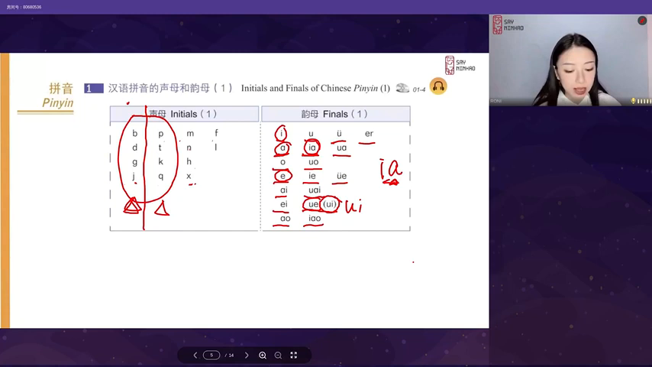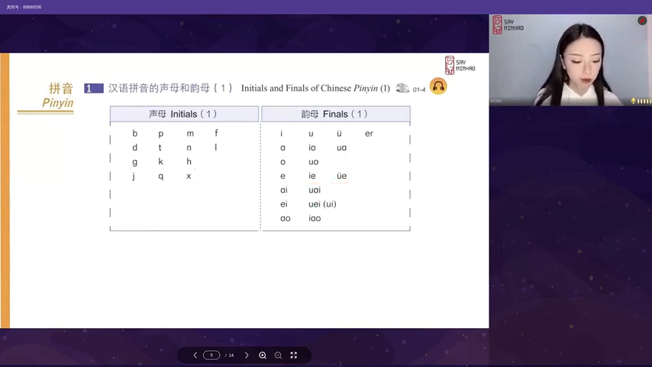And for example, in this final, it is actually e. So it makes ye. And for e, e itself is pronounced as e, but sometimes it can sound like u. So these can be different. Don't panic when you find it doesn't sound like what you imagine, okay? So these are the finals. Now let's try to read it from the start for just once, from this to this, in this direction, okay?